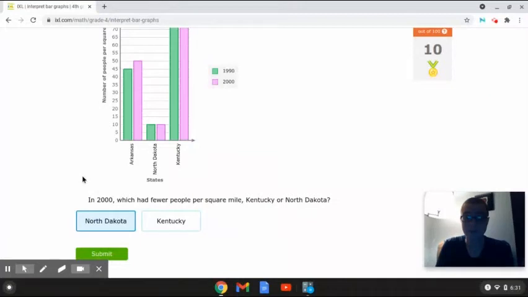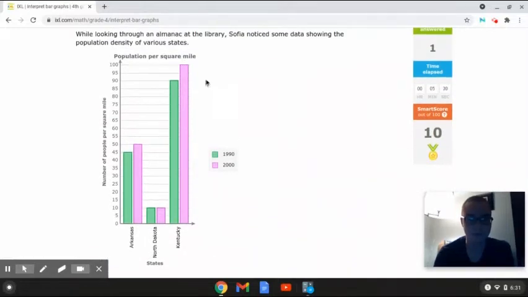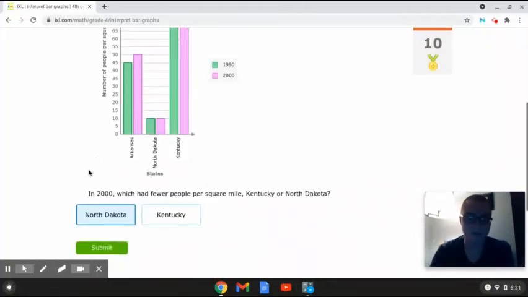So the answer for this problem is North Dakota, because we took a look at the bar graph and saw that there were 10 people per square mile for North Dakota and 100 people per square mile in Kentucky, and 10 is less than 100, so therefore the answer is North Dakota. And that is how to solve this problem. So I'm going to be doing one more.